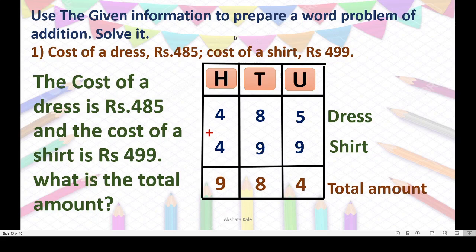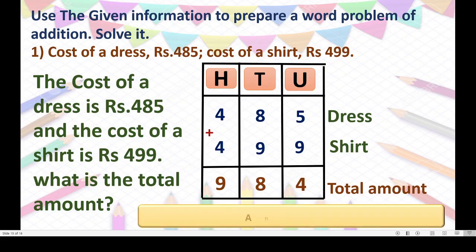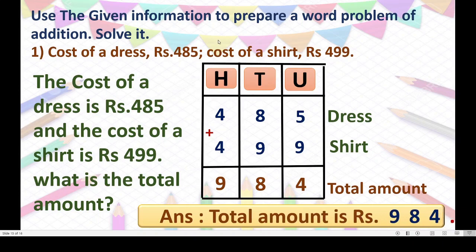How to write the answer here? Like this, answer: total amount is rupees 984. Got this? You have to make a simple word problem by using the given information. Okay? You have to use the word that belongs to addition, that tells us about the addition, and you have to solve it.